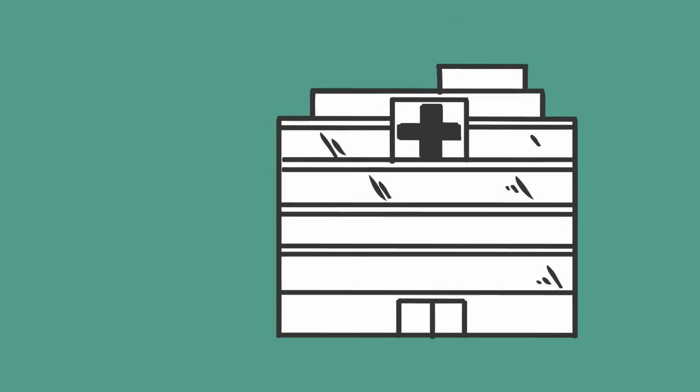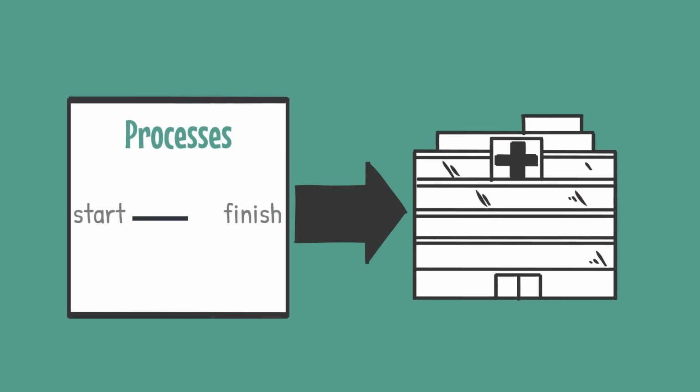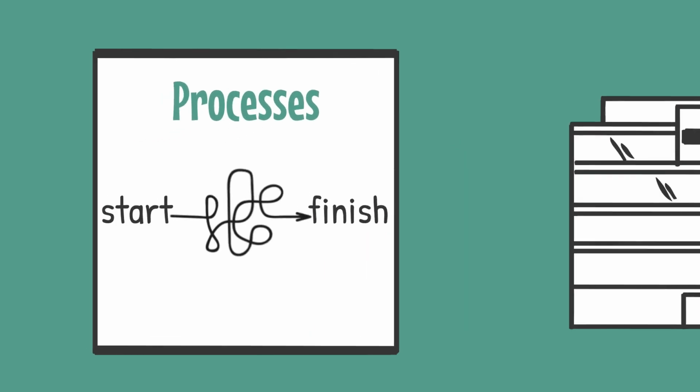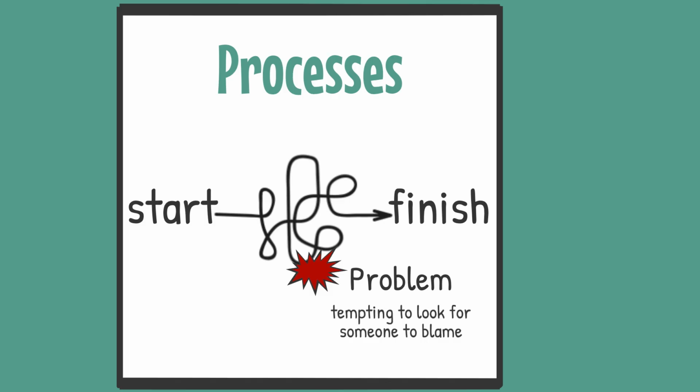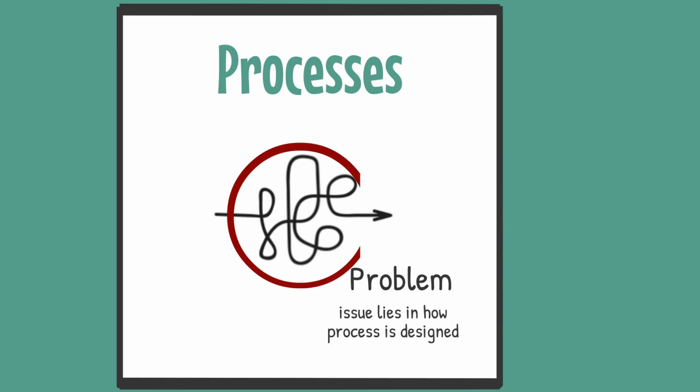Every healthcare system runs on processes. Some are clear and efficient. Others are inconsistent or unclear. When problems arise, it can be tempting to focus on individual actions and look for blame. But more often, the issue lies in how the process is designed. That's where process maps can help.